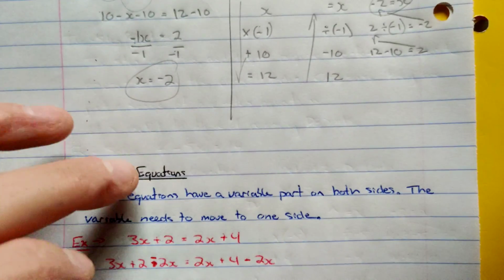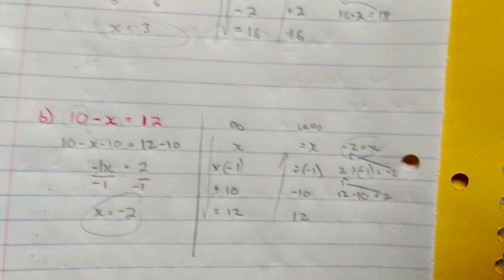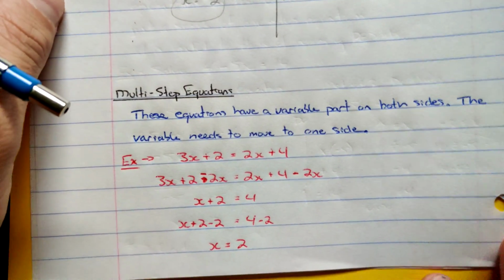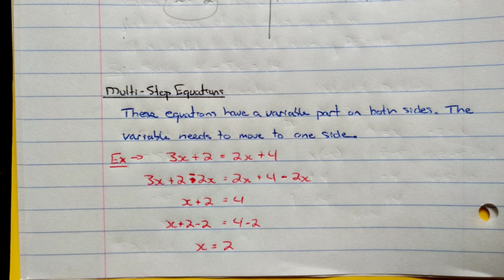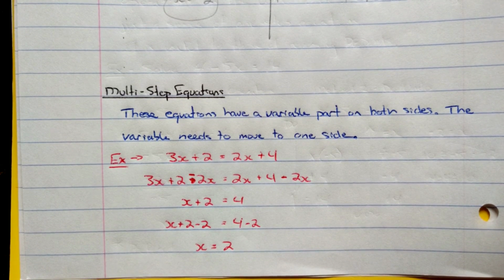Now the last type is the multi-step equation, and that's when we basically have an x or a variable on multiple sides. So here we have it on both sides of the equation, 3x plus 2 and 2x plus 4. Well, all we got to do is get the variable on the same side using those opposite operations.